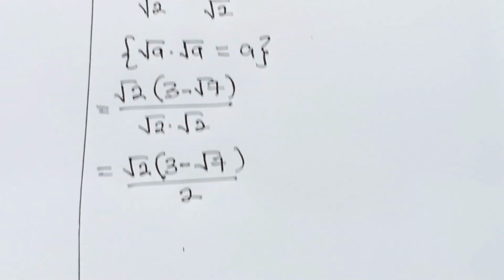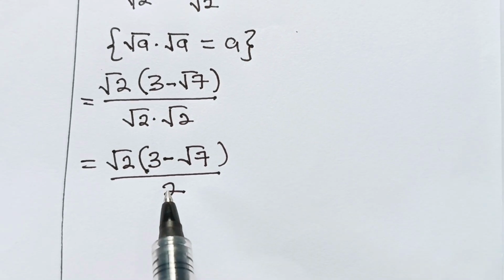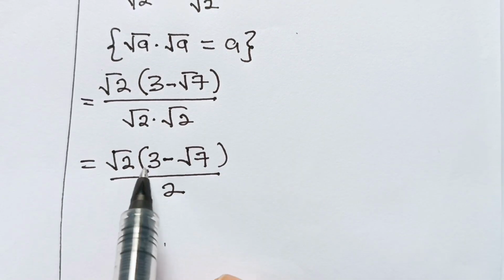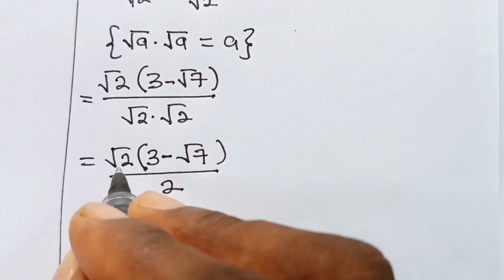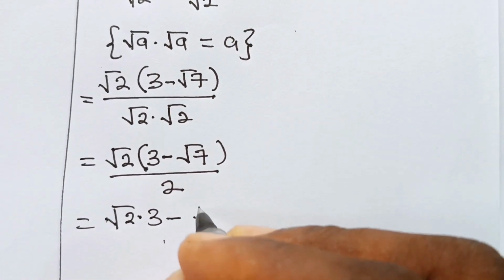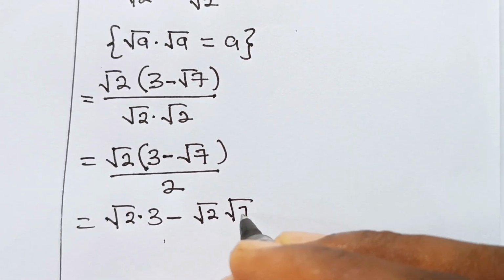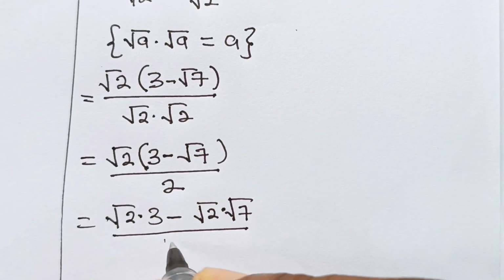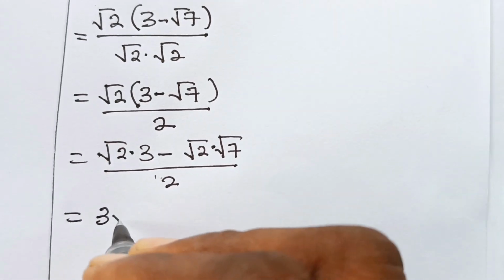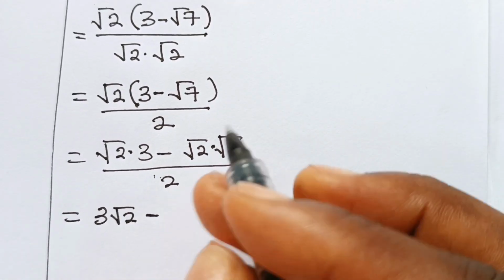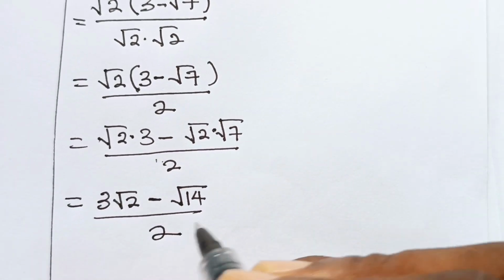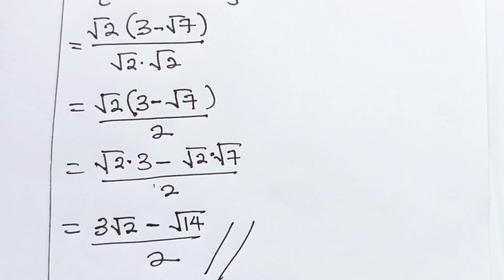divided by 2. Now this is a good solution, all right, but we can still simplify it further. If we multiply this out, we have root 2 times 3 minus root 2 multiplied by root 7 divided by 2. So we can write this as 3 root 2 minus, then this will be root 14 divided by 2. So this is also an acceptable answer.